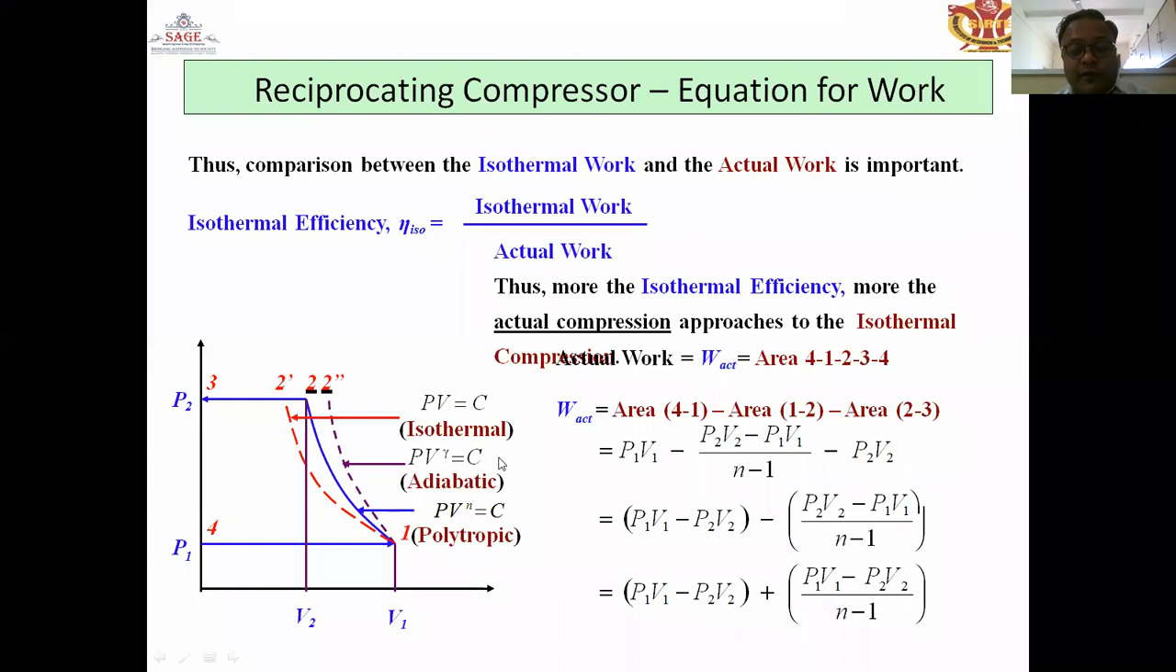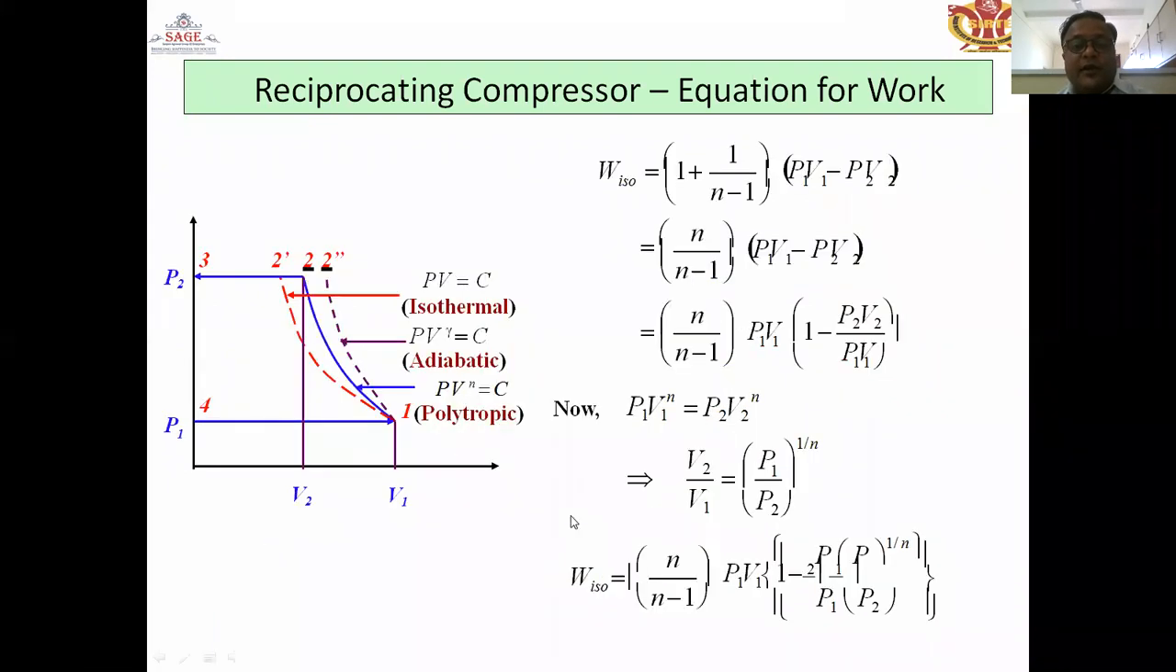So PV to the power gamma equal to C is the adiabatic case, but here we consider PV to the power n equal to C, the polytropic work done. Because in the actual case, it does not follow the isothermal work done, and it does not follow the adiabatic rule. So that's why here we consider the polytropic compression.